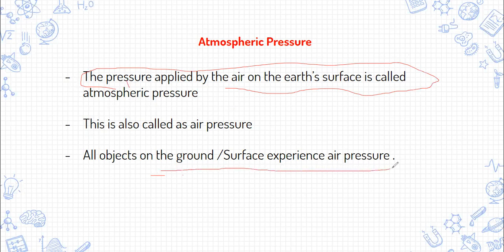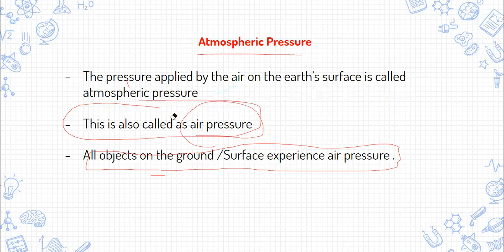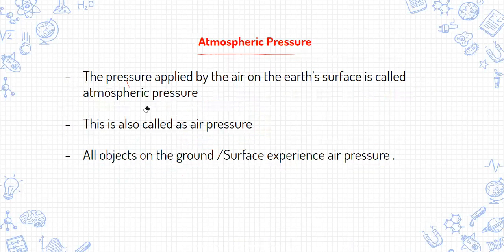All the objects on the ground, right from you to the car to everything that's there, to the minute animal that is there on this planet Earth, the air applies pressure on it. This pressure that the air applies is called atmospheric pressure, or its other name is air pressure. So the pressure applied by the air on the objects of the earth is called atmospheric pressure. I hope this is clear. What is atmosphere and what is atmospheric pressure?